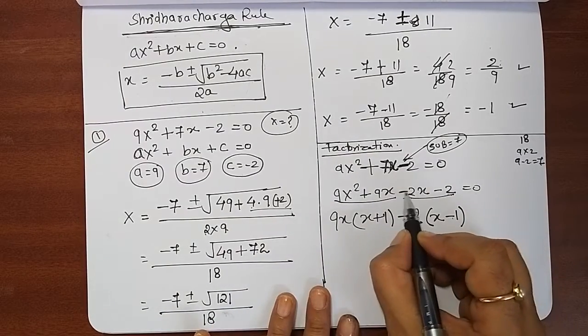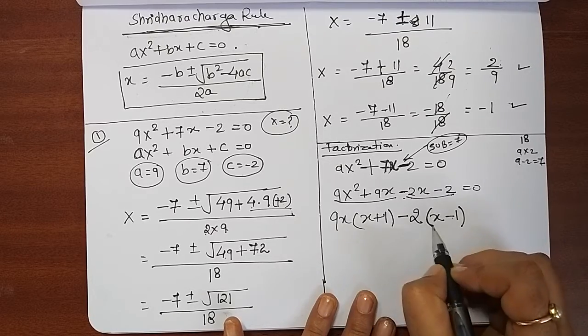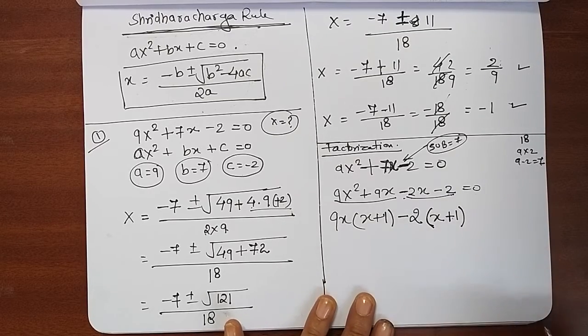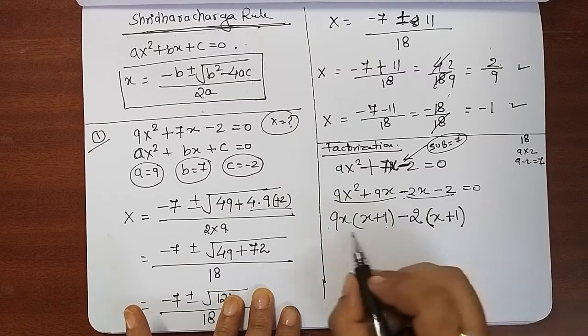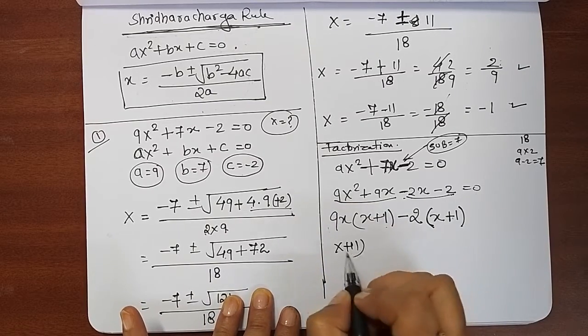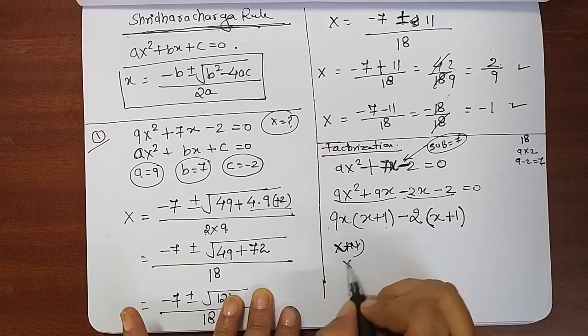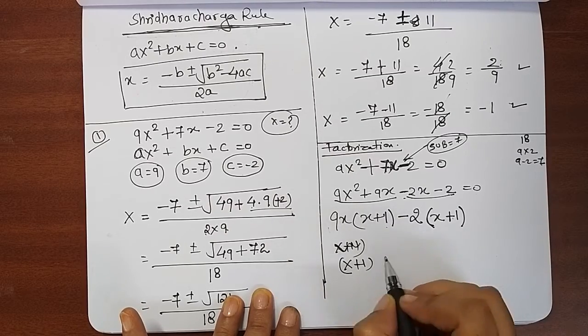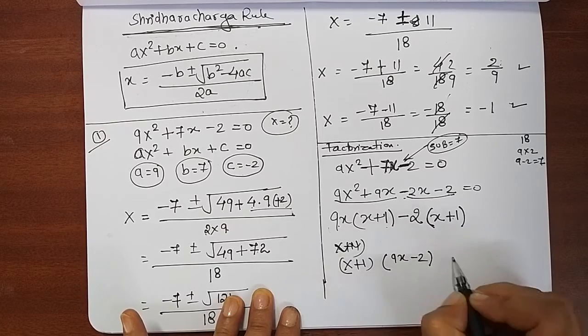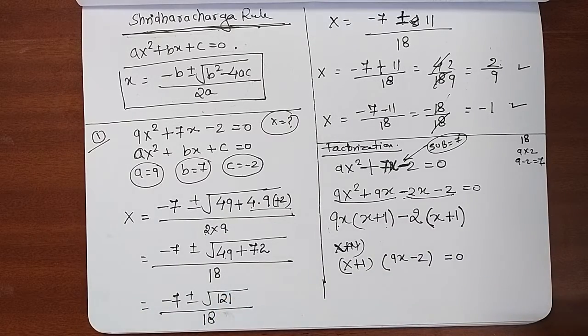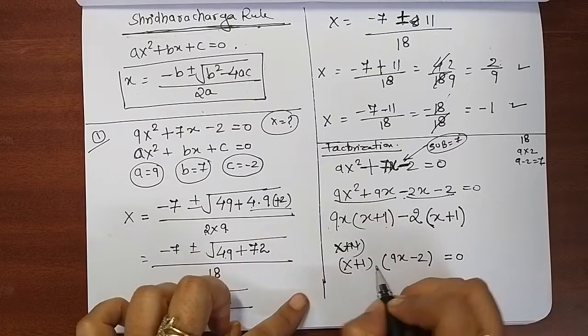Here, since this is minus and I am taking it in brackets, this will change sign. Okay, now out of these two terms, x plus 1 is common, and what is left is 9x minus 2 is equal to 0. Correct. I got two factors.